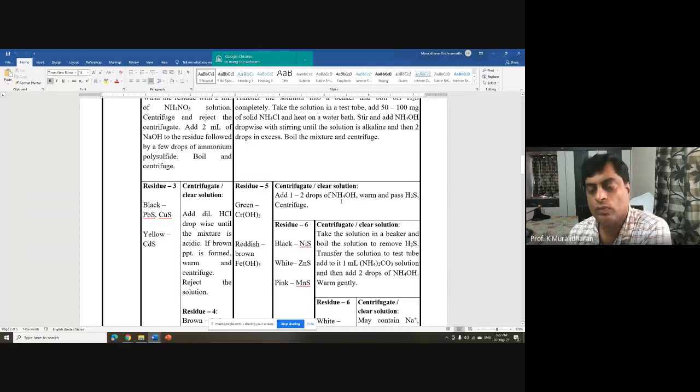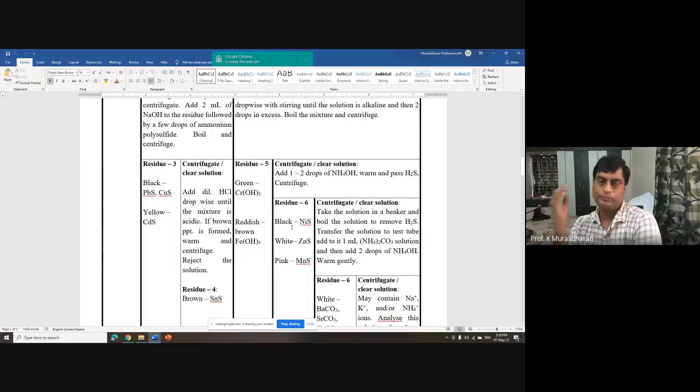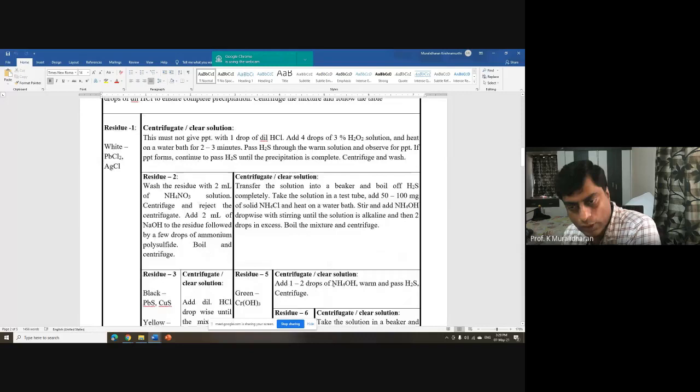This clear solution, once again, you are passing H2S in the basic condition now. In this basic condition, you may get precipitates like black nickel, white zinc, pink manganese, right? These three. So now you are getting to residue number 6 here, right? So this is about the separation of this group. And if you get it, you separate it and keep it separately. And whether you get it or not, this clear solution will be continued. Remember that you are taking the same solution going towards the right bottom. Okay, so you are here now.